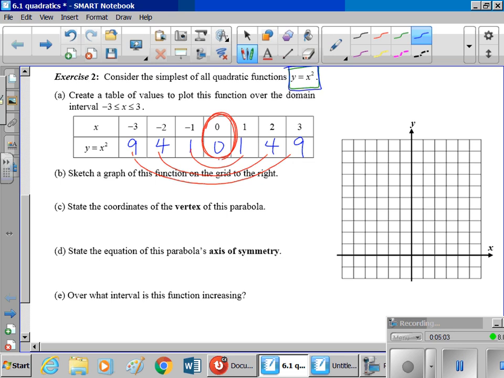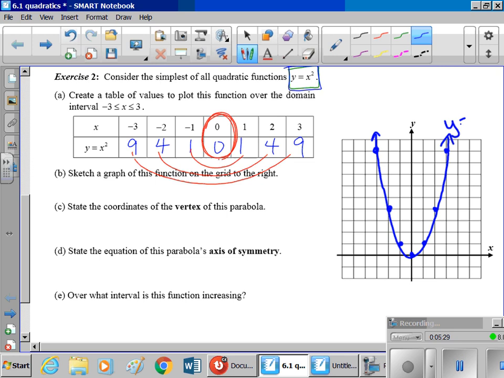So negative 3, 9. So negative 3, 1, 2, 3, 4, 5, 6, 7, 8, 9. Negative 2, 4. Negative 1, 1. 0, 0. And if you get half of it, the rest of it just follows suit, that it's going to be symmetric about that turning point.